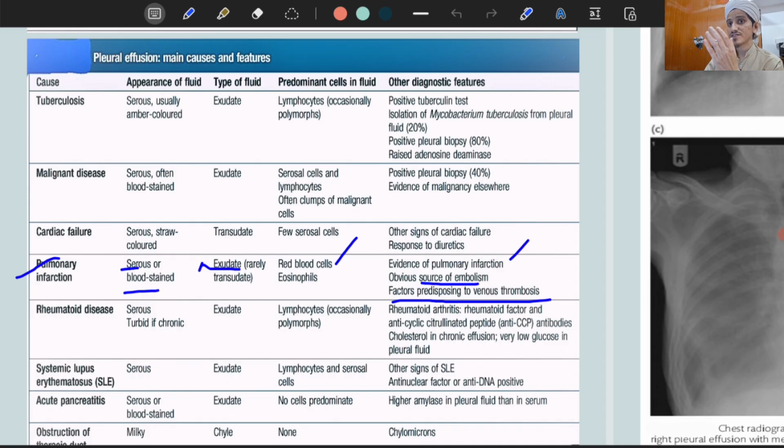So these are the risk factors which you remember from the Wells score. So Wells score risk factors the patient will have. Okay, so these are the features of pulmonary infarction.